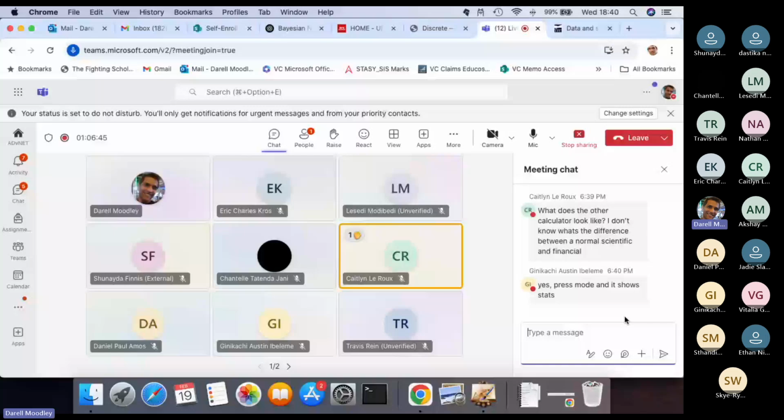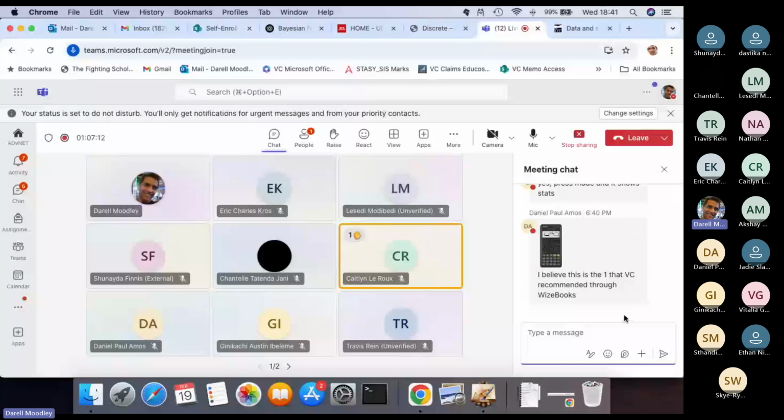Caitlin, does that make sense? A financial calculator would have something like NPV on it. You can even have integrals and derivatives on it, which we don't use, and you would struggle to use that calculator for this course. So get a stats calculator that has a stats button on it. Get the Casio.